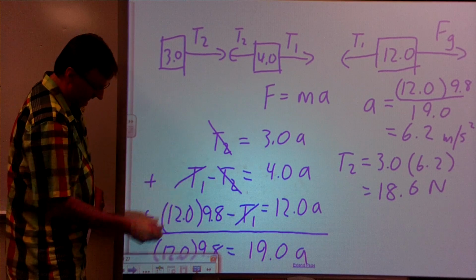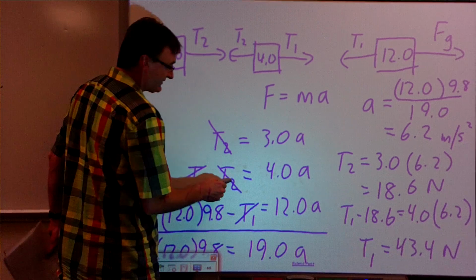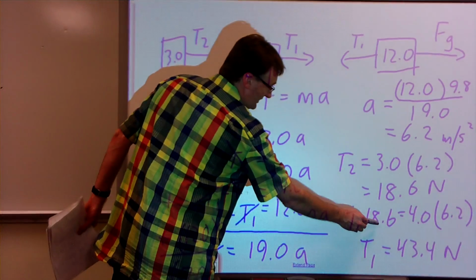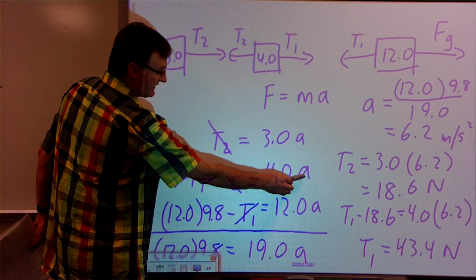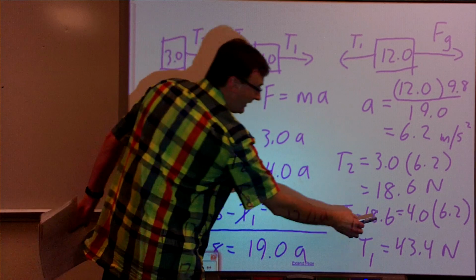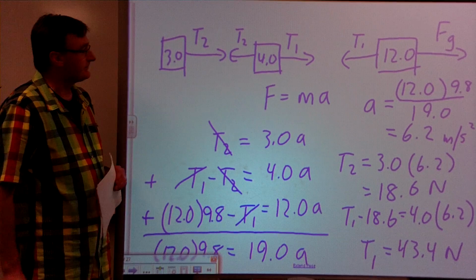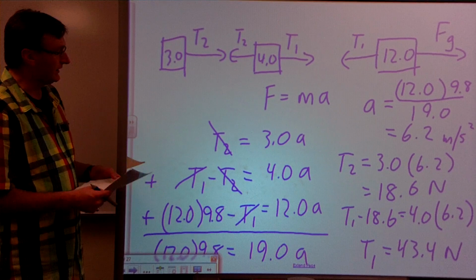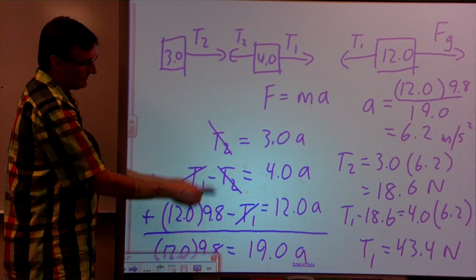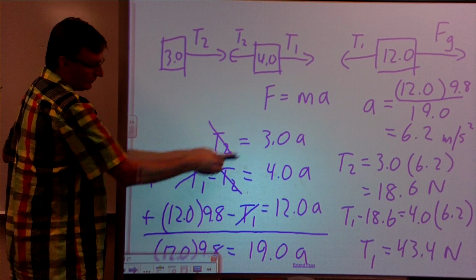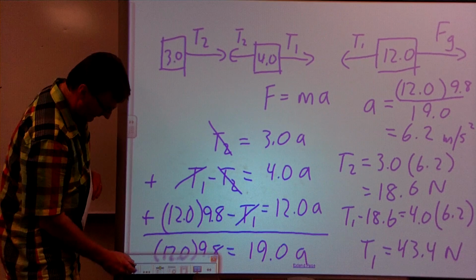Then we can use one of the other equations. We'll use this one now to find T1. We put the numbers in here, so T1 minus T2, which is 18.6, we just calculated that, has to equal 4.0 times the acceleration of the system, or that mass, they're the same. And that will work out to 43.4 newtons. So there's a really clever way of dealing with these kinds of problems, and it's just about getting your diagram right, writing your equations correctly, and adding them together, and then it's just an exercise in algebra from there, really.